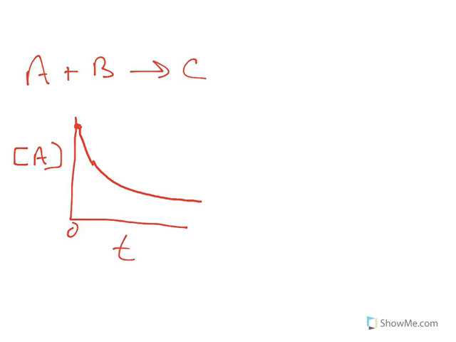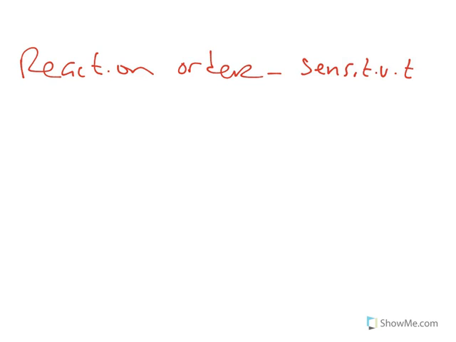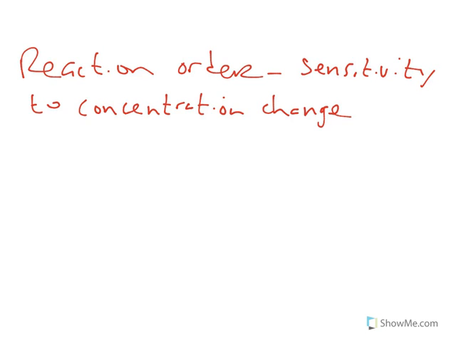for chemical reactions. So what we need to do now is talk about reaction order. And this is really going to tell us what kind of rate law we have, and it's going to tell us the sensitivity to concentration change. So how steep is that slope at the beginning is what this is going to measure. So we're going to have a rule of thumb saying that the higher the reaction order, the steeper that initial slope is, and the more sensitive it is to concentration change.